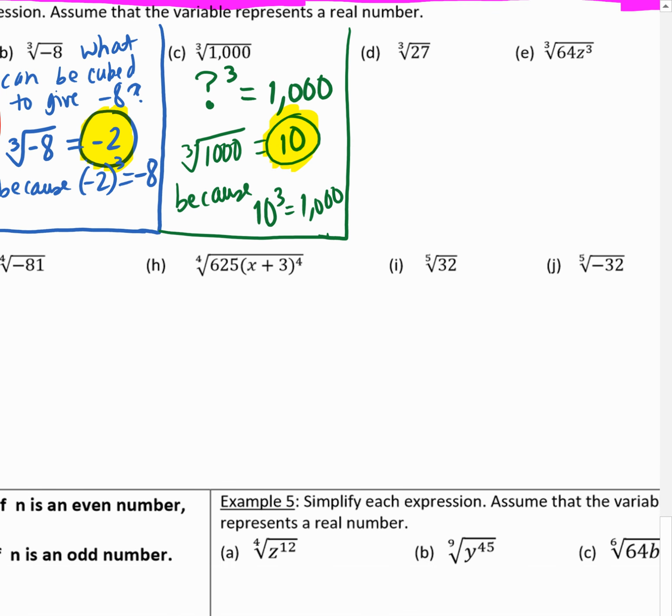Yeah, so it's really easy to check your answer on these. Whatever you think the root is, all you have to do is raise it to that power, whatever the index is. So this guy, like a 3. Raise your answer to that power and make sure you get the original number. As long as that's true, then you got the right answer.